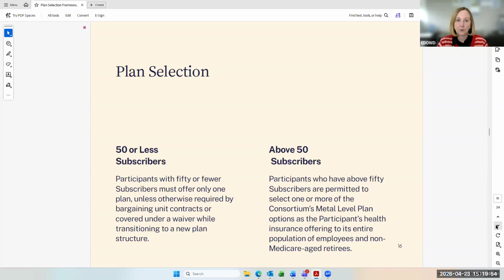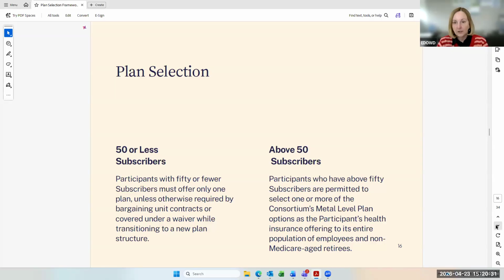Unless you are required to offer another plan due to a bargaining unit or a collective agreement, and you have a waiver in place, or if you are transitioning to a new plan. So you've been on one of our legacy plans forever. You're now moving everybody to the platinum plan, but you can't do it all in 1 year. You have a plan in place to transition. So you may have two plans in place for a period of time that would be included in your waiver approval.